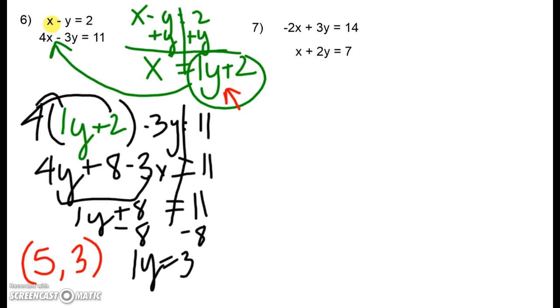So let's check that up here into this other equation. 4 times 5 is 20, minus 3 times 3 is 9. Does that give me 11? Yep. So there is my point.